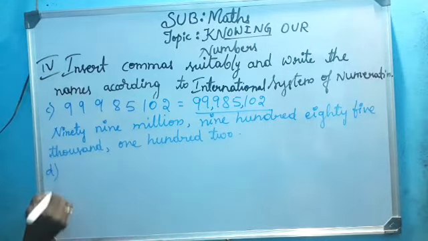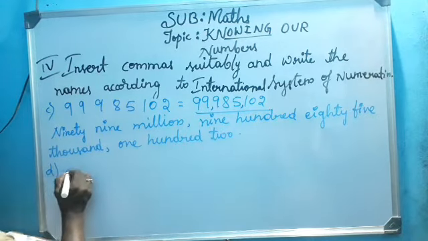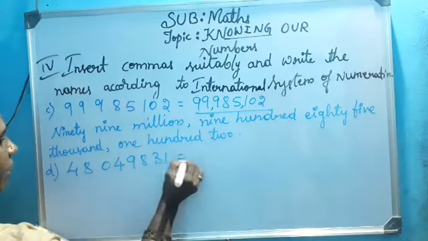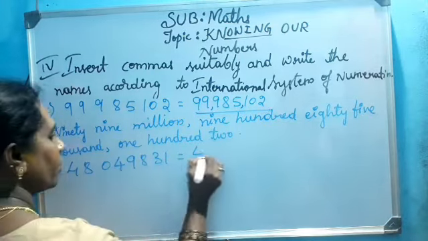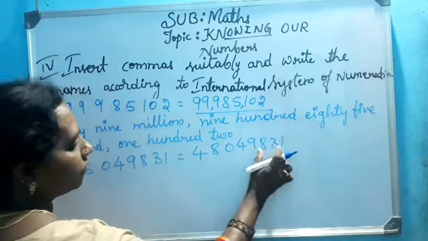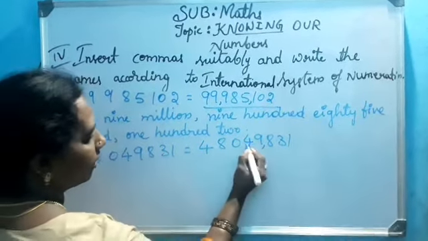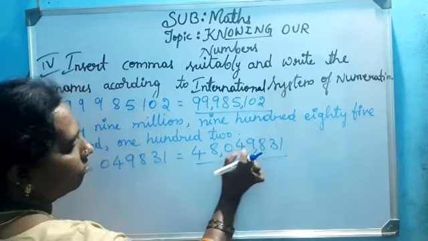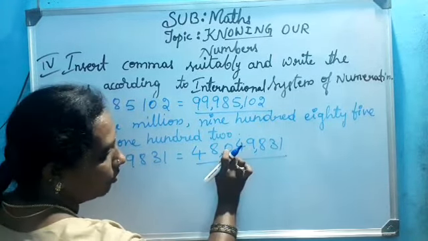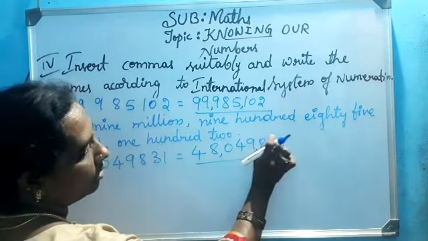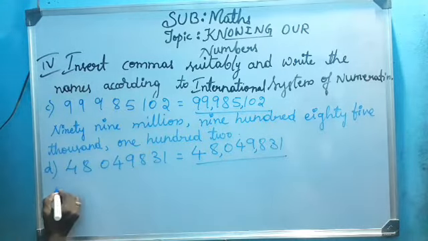The next question, number D. 4804981. See, repeat once again. 8049831. First 3 digits comma, again remaining 3 digits comma. Same thing. 48 million. Here there is no number in the hundred place. Leave it. 49,831. So write it in words.